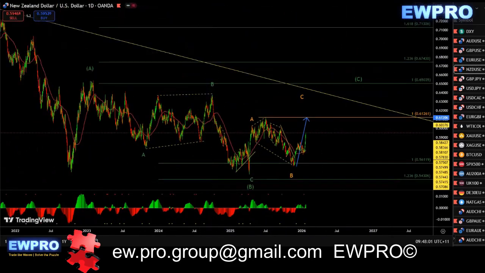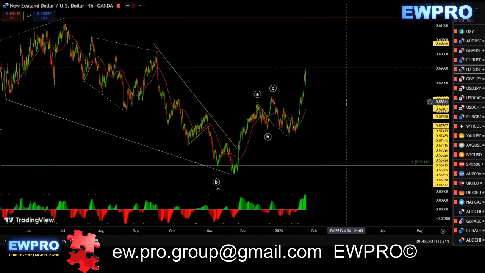Then overall, I was looking at that A, B, and a C up here. Instead, we got this large correction. So since we got that larger correction, I was just looking for an A, a B, and a C up to this 100 fib.